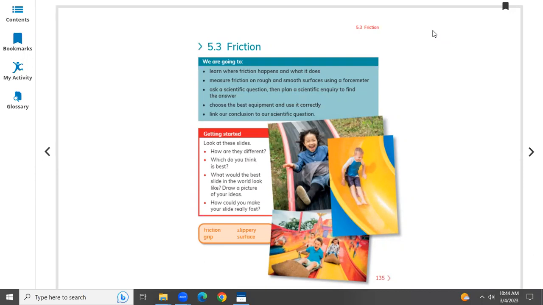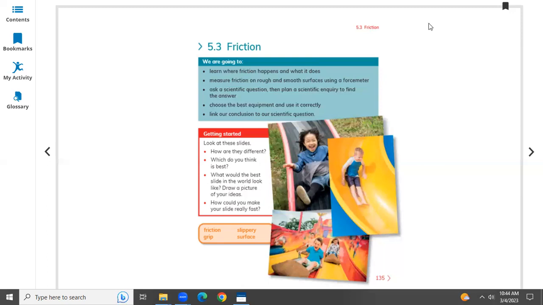Let's start. Look at these slides. You can see different slides here. How are they different? Which do you think is best? What would the best slide in the world look like? Draw a picture of your idea. How could you make your slide really fast?